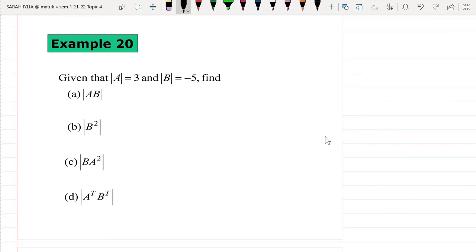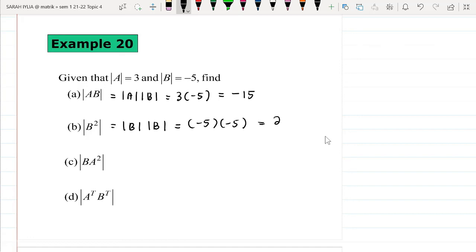Okay, last one, example 20. We have to find determinant based on the statement. We have determinant of A is 3, determinant of B is negative 5. Find determinant of A times B. So using properties just now, ini kita boleh buka. This is equal to determinant of A times determinant of B. Means that 3 times negative 5. So determinant here will be negative 15. Second one, determinant of B squared. So this is basically determinant of B times determinant of B. So we have negative 5 times negative 5. So our answer here will be 25.